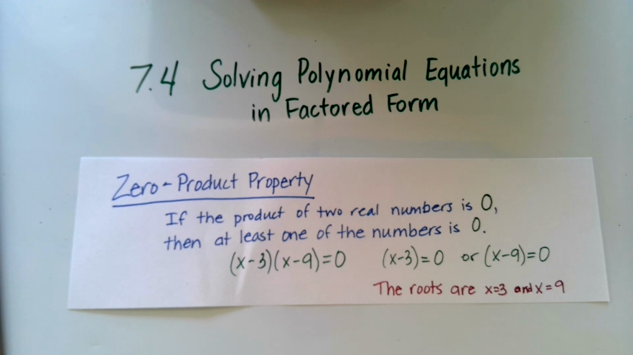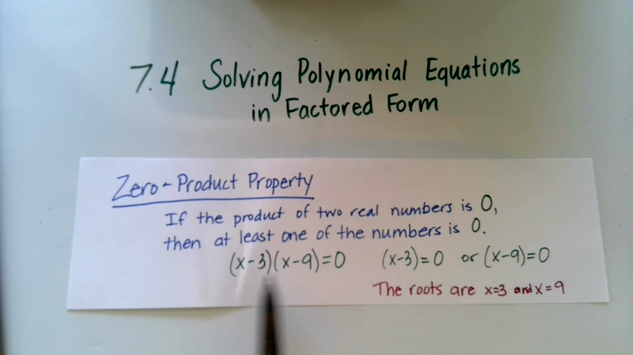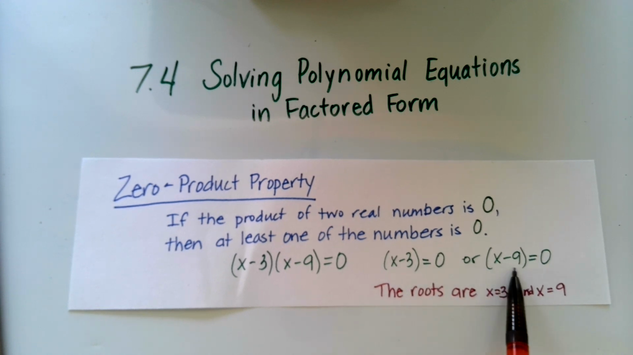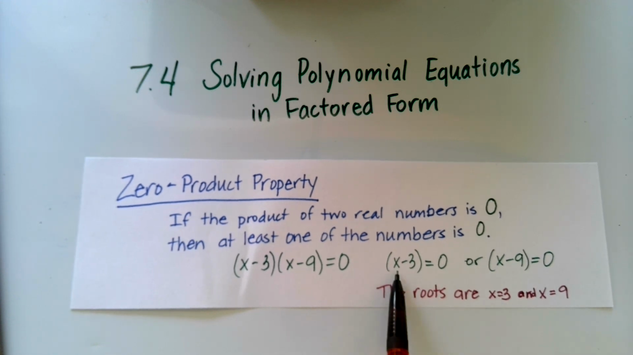The next thing you need to know is the zero product property. If the product of two real numbers is 0, then at least one of the numbers is 0. So if we have this in factored form, x minus 3 times the quantity x minus 9 equals 0, you'll know that you can set whatever's in parentheses equal to 0, because one of these has to be equal to 0. Maybe both are equal to 0. So we're going to set x minus 3 equal to 0 and x minus 9 equal to 0. So the roots would be x equals 3 and x equals 9, because that would satisfy this equation and make it equal to 0.